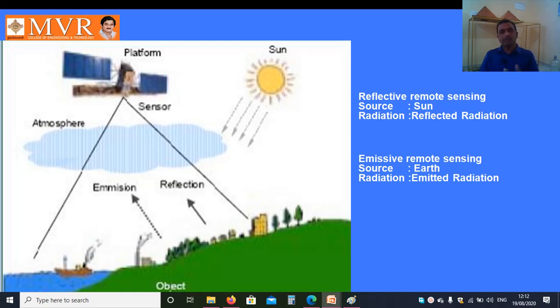If you observe this figure, here the sun is the source. The sun always emits electromagnetic radiation towards the earth surface. Whenever the electromagnetic radiation is incident on the earth surface, two processes take place. First one, absorption takes place, second one, reflection takes place. This absorbed radiation leads to a rise in the temperature of the earth surface. For example, I will show you.